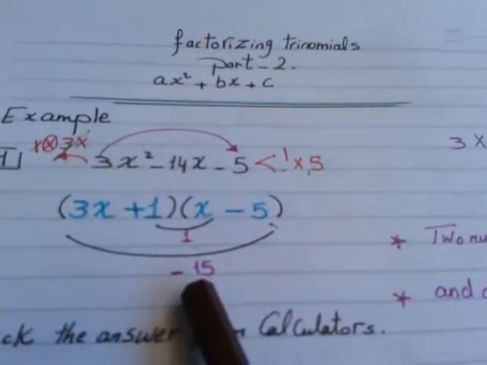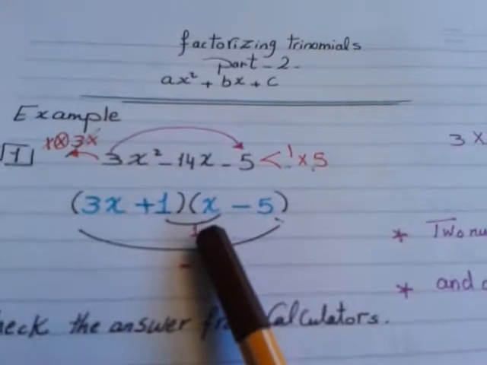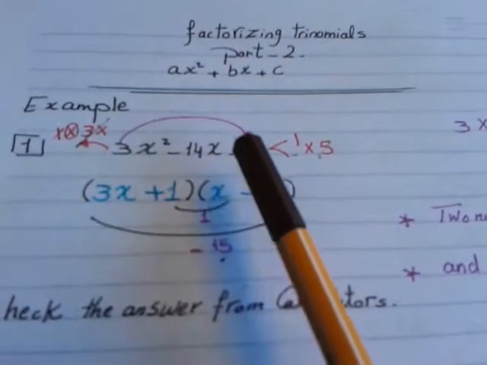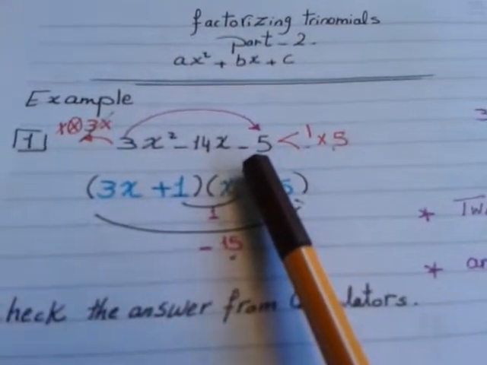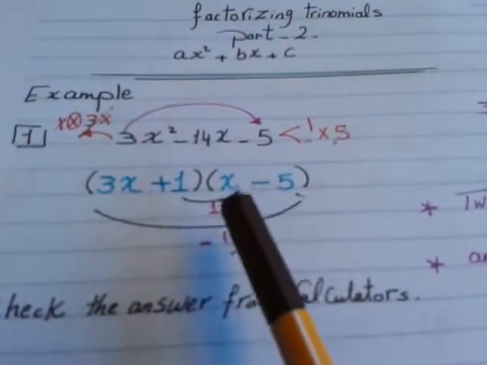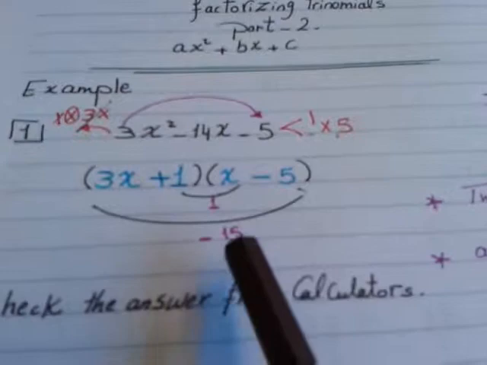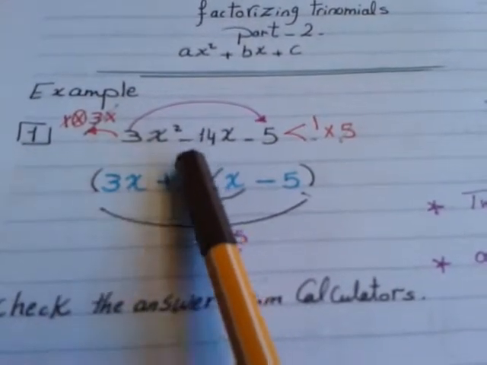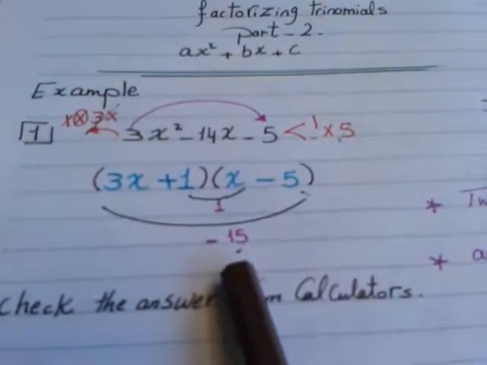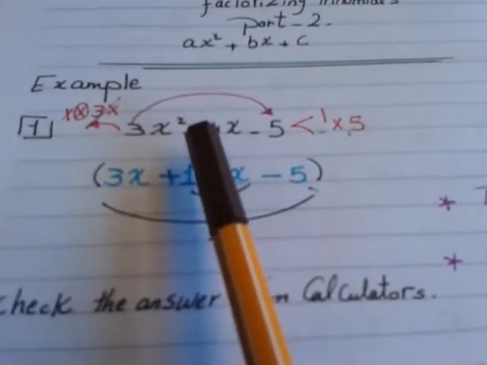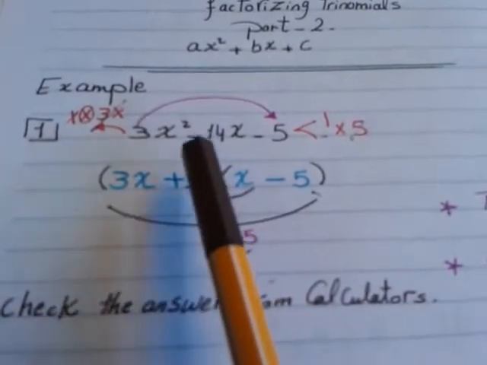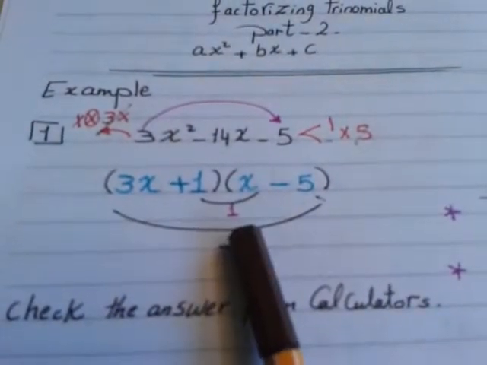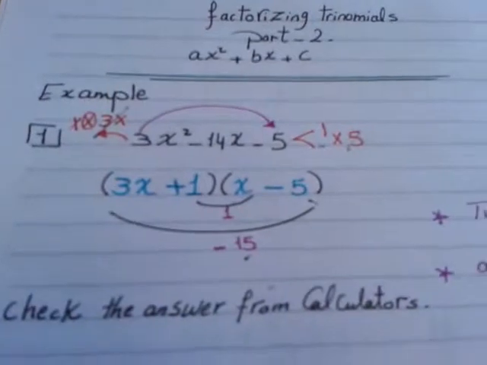Why here negative 15 and 1 positive? Because the last sign is negative, and I said before in the first part, if the last sign is negative, you have to put the signs, one of them positive and the other negative. And the negative or positive sign is according to the middle. If the middle is negative, the bigger will be negative. If the middle is positive, the bigger will be positive. Here in our problem, the middle is negative, so the bigger number is negative, and the other one is positive, of course.